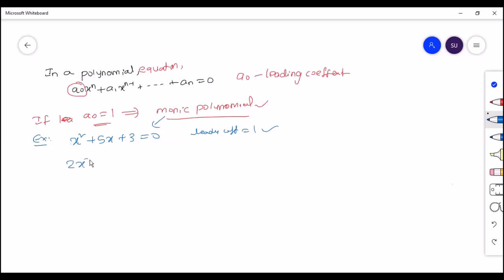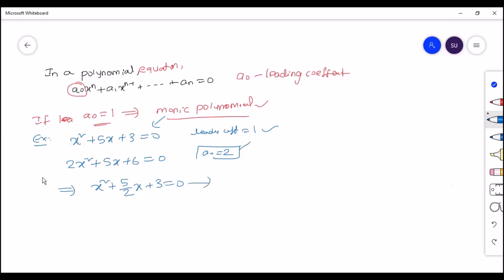Suppose I write 2x square plus 5x plus 6 is equal to 0. Is it a monic polynomial? No. But we can convert it into a monic polynomial. How? Here the leading coefficient is a0, which is equal to 2. It is not a monic polynomial, but we can convert it into a monic polynomial by dividing by 2. We get x square plus 5 by 2 x plus 3 is equal to 0. Now it becomes a monic polynomial.